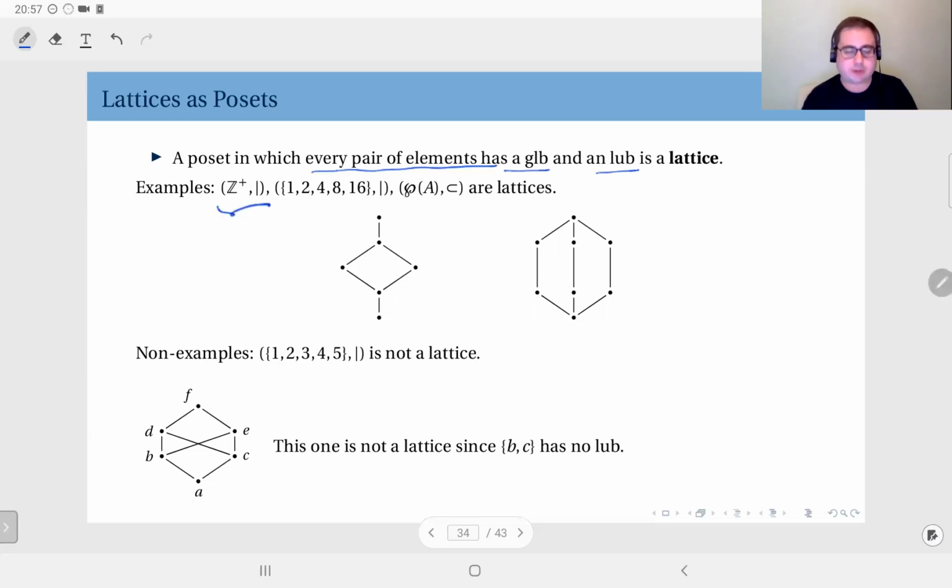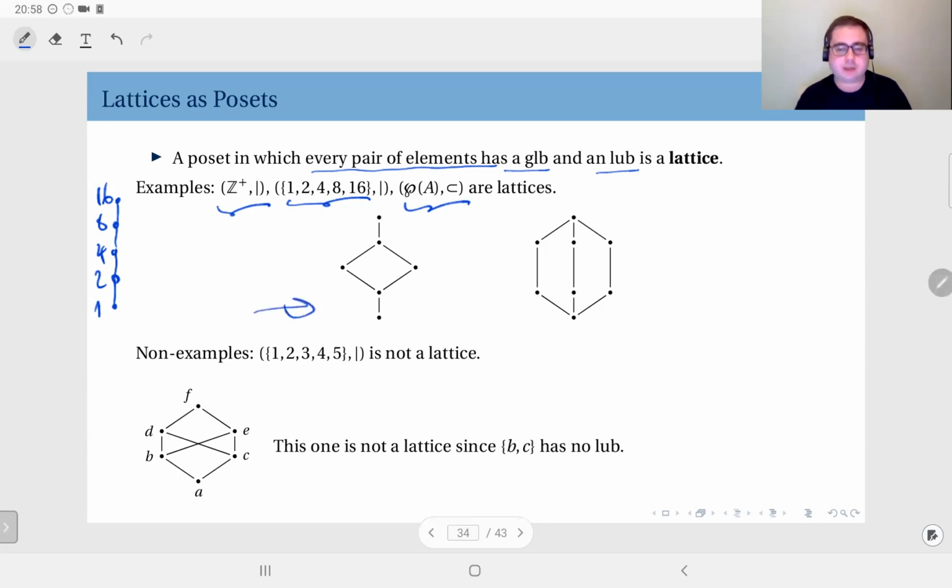For instance, the set of positive integers along with the relation divides is a lattice. Or the set 1, 2, 4, 8, 16 along with the relation divides is also a lattice. In fact, this is a total order because 1 divides 2 and divides all the others. So 2 divides everything except for 1. 1, 2, 4, 8 and 16. This is the Hasse diagram of this poset. It's clearly a lattice because it's a total order, it always has upper and lower bounds. And the power set of a set, along with the relation subset, again, is a lattice.